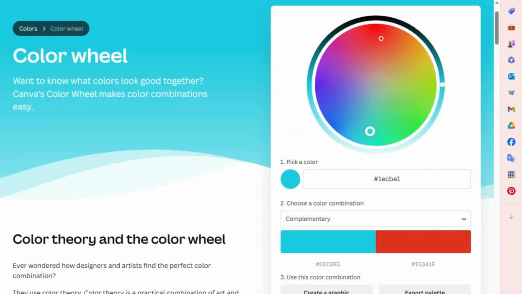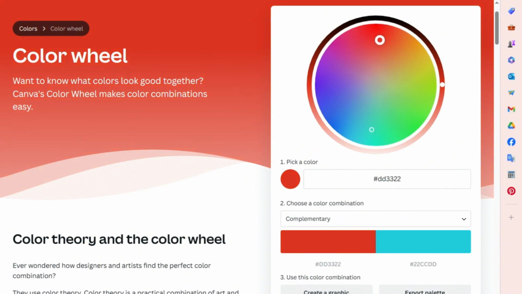Saturation. Pure bright colors are 100% saturated. As colors move closer to gray, they become less saturated. Using bright or muted colors can create high or low contrast in a design.